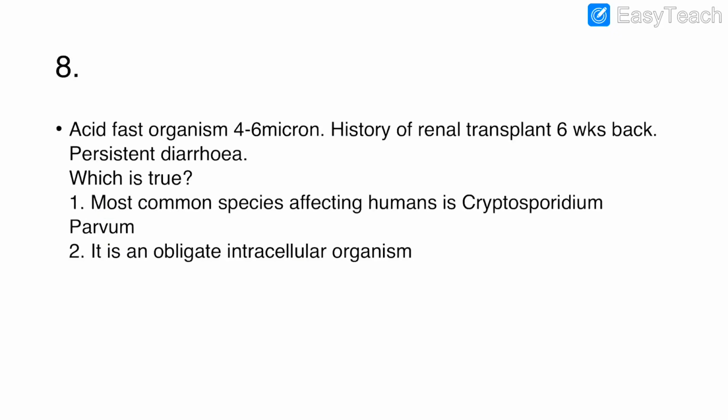This was there, the acid fast organisms of 4 to 6 micron. There is a history of renal transplant, and then they are telling the persistent diarrhea happens. The most common species affecting the humans is Cryptosporidium parvum to cause diarrhea. I don't know this was there or not. Again, confused version is there, but this size is characteristic of what? Cryptosporidium parvum oocyst, which are found in the diarrheal episodes.